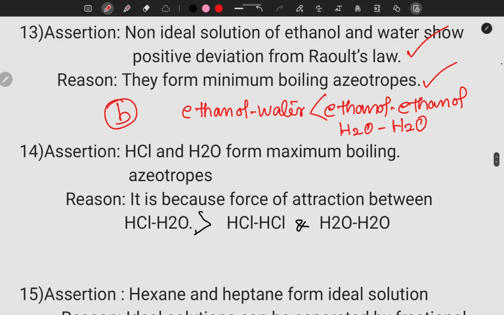14th question. HCl and H2O form maximum boiling azeotrope. We know maximum boiling azeotrope shows negative deviation from Raoult's law. So HCl and H2O form maximum boiling azeotrope because HCl-H2O interaction is stronger than HCl-HCl interaction and H2O-H2O interaction. Here the reason is given as the force of attraction between HCl and water is greater. So assertion and reason both are correct and reason is the correct explanation of assertion. So our option is option A.